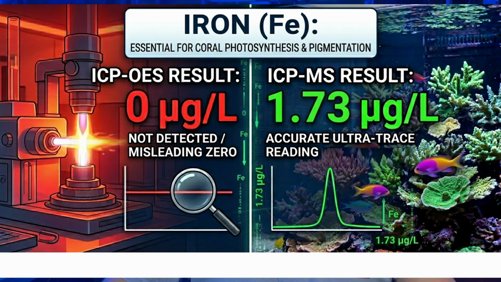Moving on to iron. Iron acts as a micronutrient for photosynthesis. ICP-MS showed 1.73 and ICP-OES was at 0. My target is between 2 and 3 micrograms a liter. Iron drops out of solution incredibly fast. If I had trusted the OES result, I would have dosed iron to 3 micrograms a liter. In reality, my final concentration would have been around 4.73 micrograms a liter. Again, perhaps not catastrophic, but is this really the quality of information we are paying for and waiting a week to receive? Disappointing, isn't it?